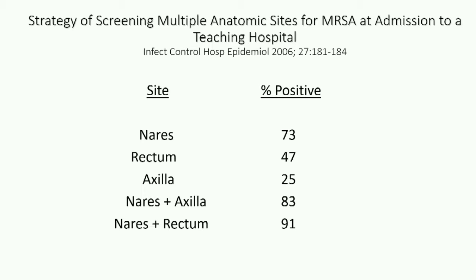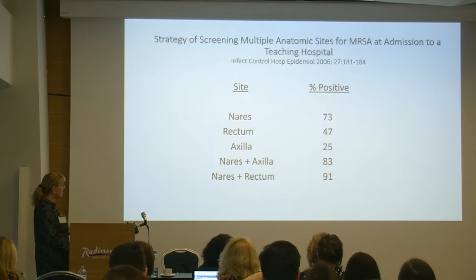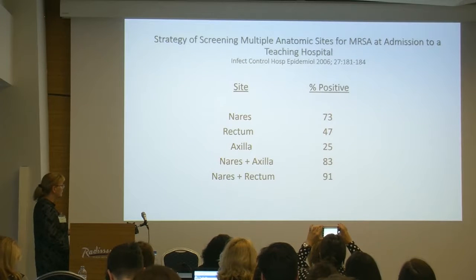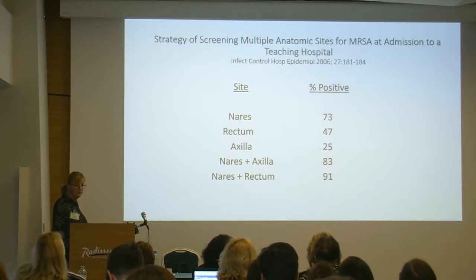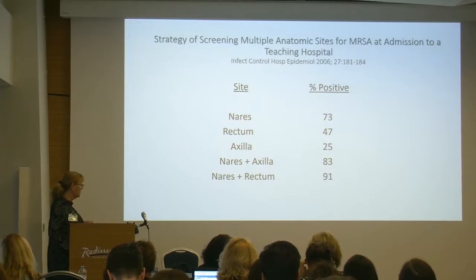So if, for example, you have nares only swabbed, then you have about 27% missing cases. If you combine nares and axilla, you have about 17% missing cases. And if you combine nares and rectum, you have about 9% missing cases. So the yield of the swabbing is better if you combine different sites.